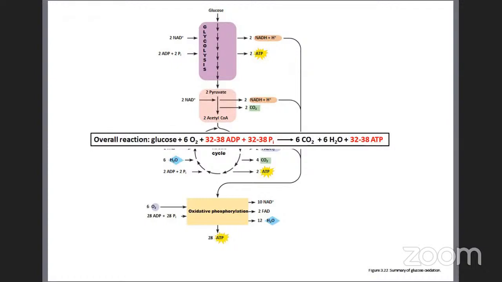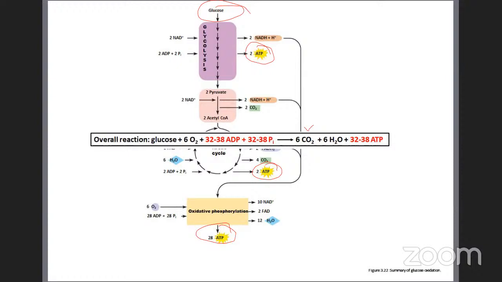So this is how we get our overall reaction. We started with the glucose up at the top. And we made 32 to 38 ATP molecules coming from our glycolysis and our Krebs cycle, as well as this oxidative phosphorylation step for which we use the electron transport chain. And we had some byproducts.